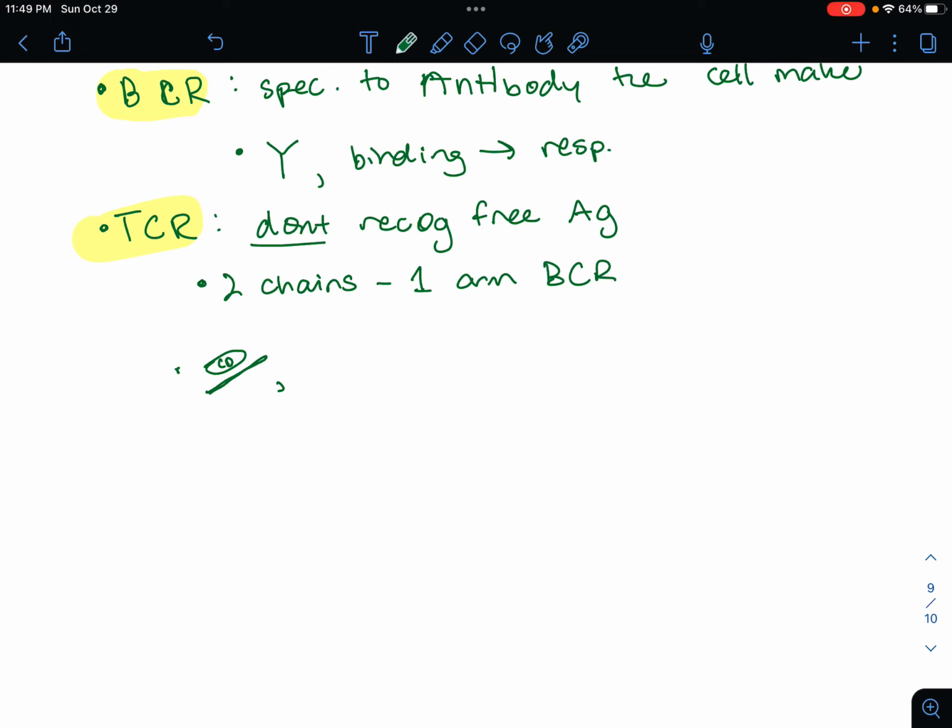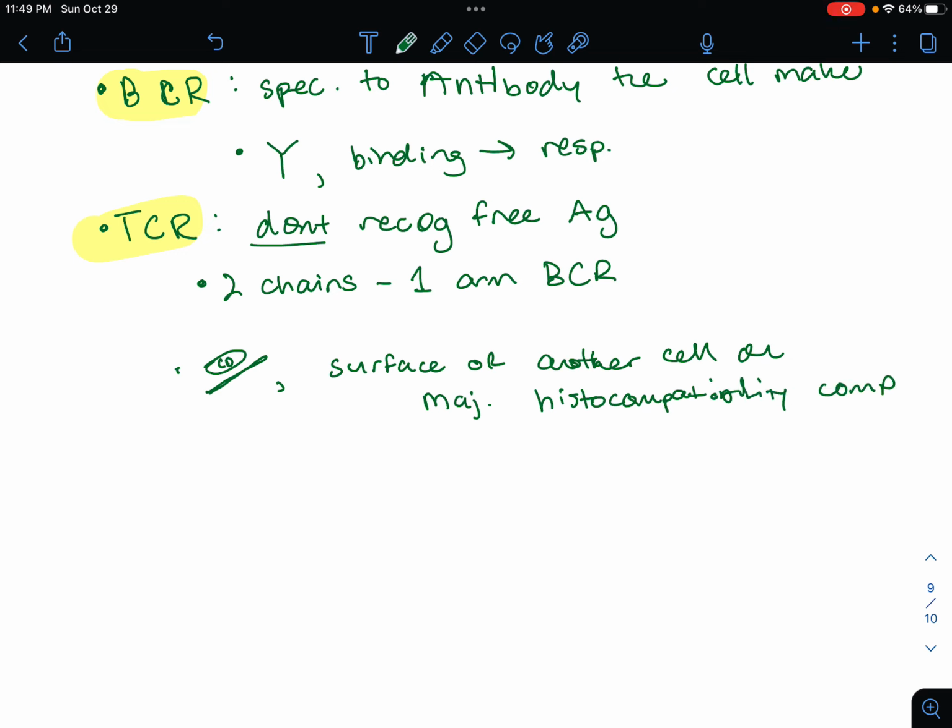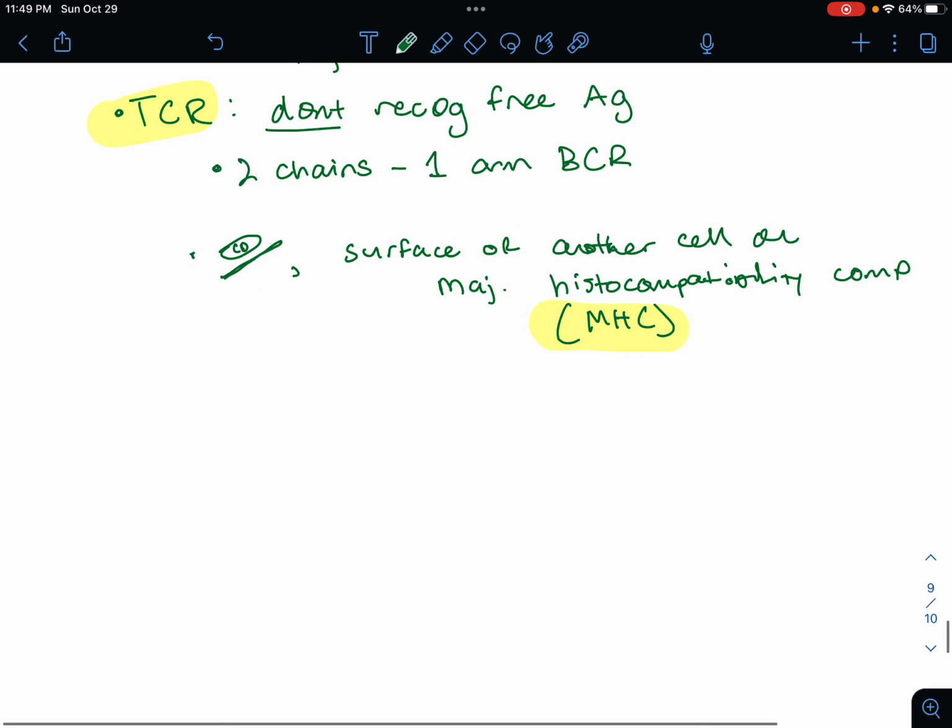It's major histocompatibility complex. So we're going to look for these TCRs on the surface of another cell, and then this is another acronym. This is the major histocompatibility complex, or the MHC. And then binding will activate it.